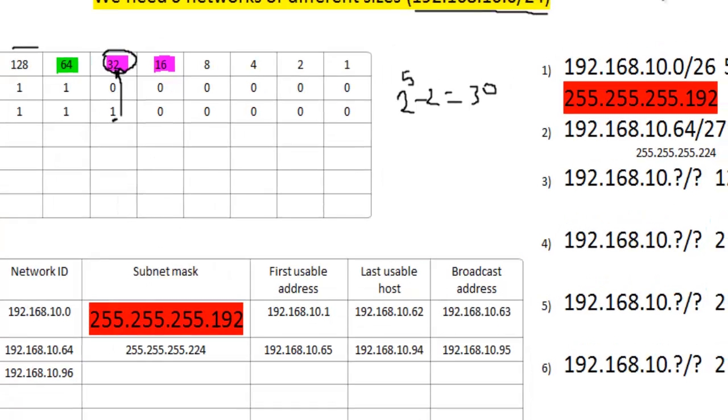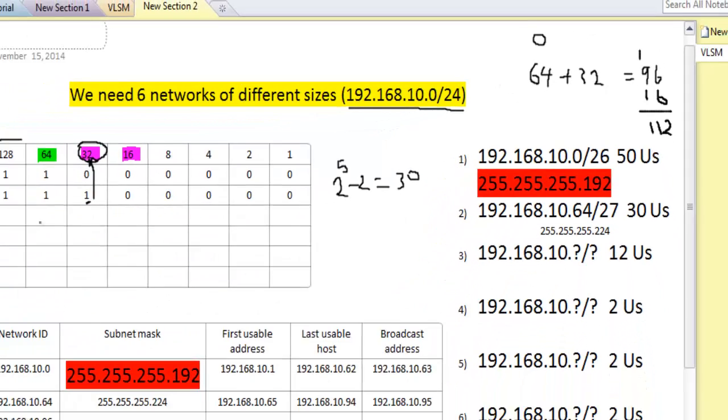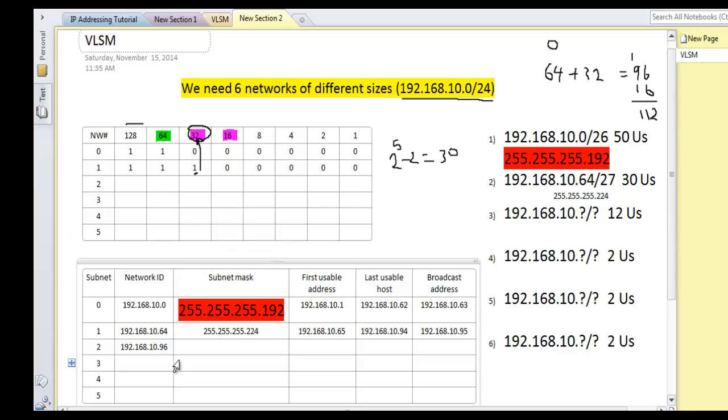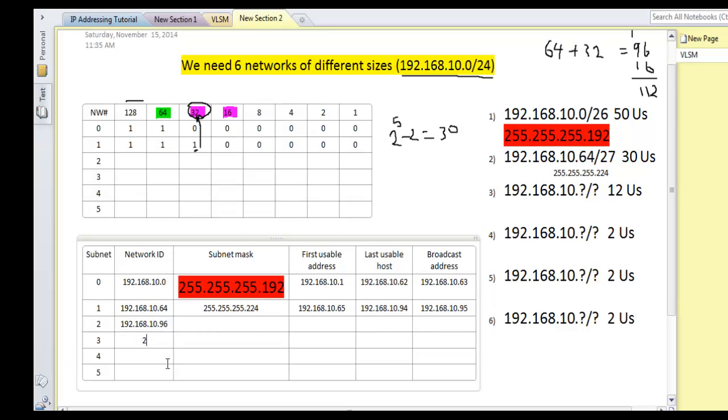So 16 plus 96 is 112. So our next network ID would be 192.168.10.112. Okay, so this one is our next one.